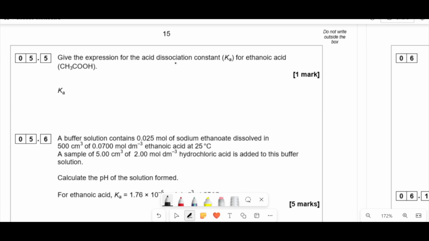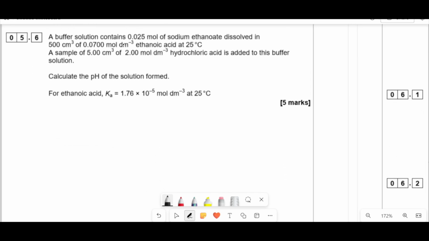Now it says, give an expression for the acid dissociation constant for ethanoic acid. So Ka equals H plus times A minus, which is going to be CH3COO minus, because that's lost the H, over HA, which is going to be CH3COOH. Cool. A buffer solution contains this much sodium ethanoate dissolved in this much ethanoic acid. A sample of hydrochloric acid is added to the buffer. Calculate the pH of the solution that's formed.